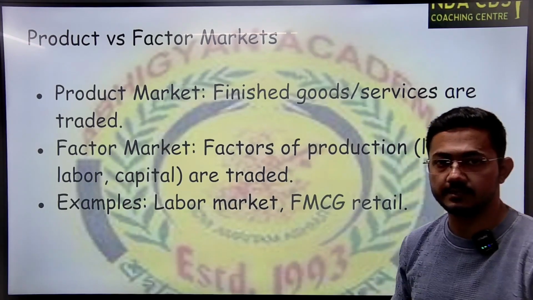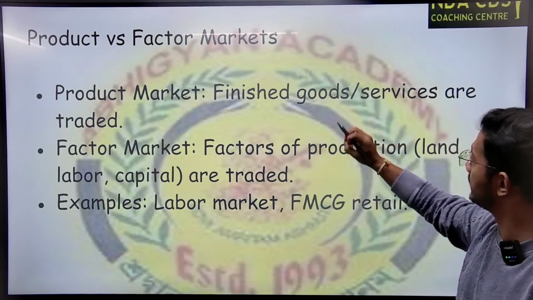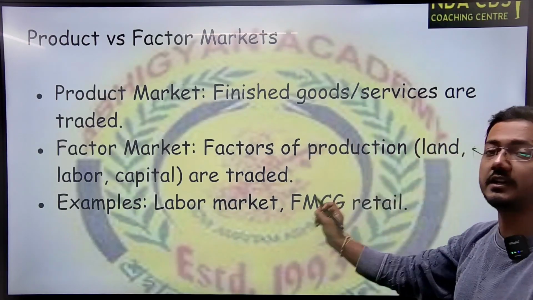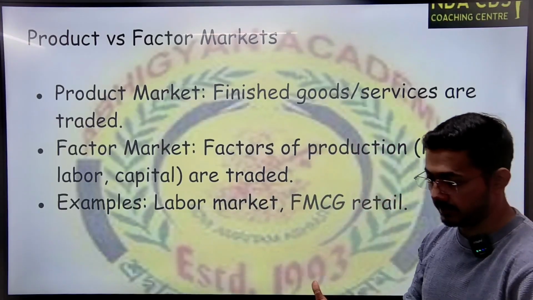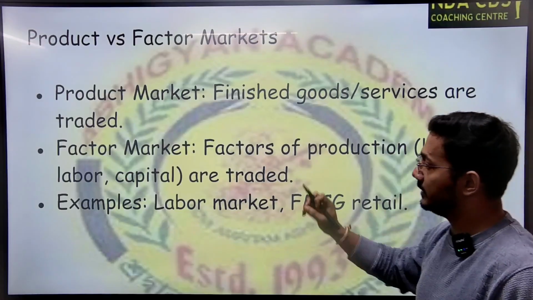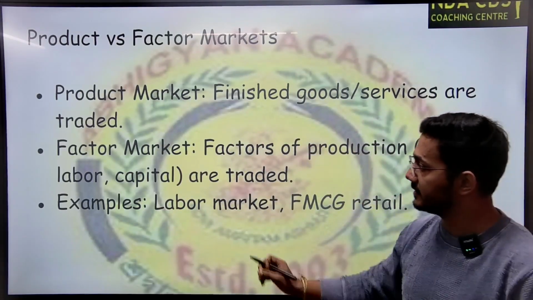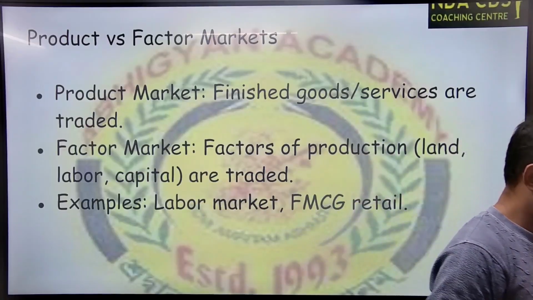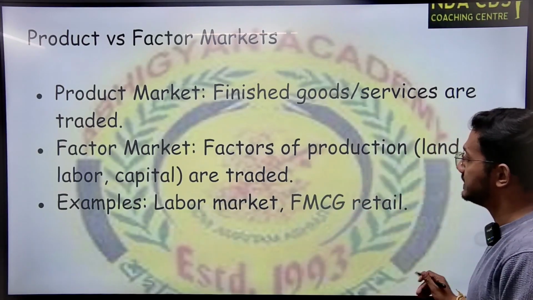Now, what is a product market and what is a factor market? As I just said, the product market is the market of finished goods or services which are traded. The factor market deals with the factors of production, whether it is land, labor, capital or raw materials, which are traded. That is known as a factor market, say the labor market or FMCG retail.